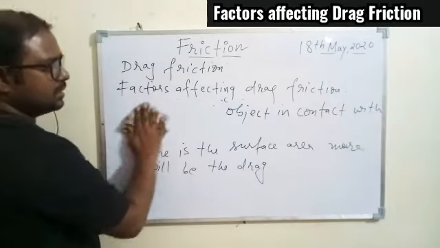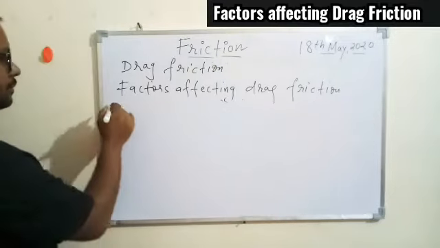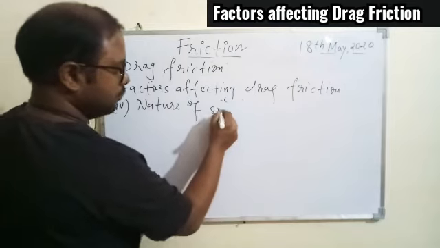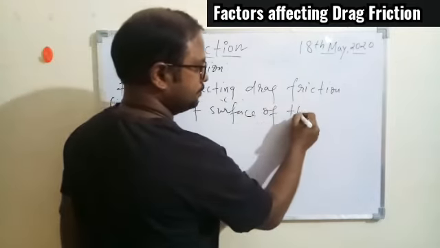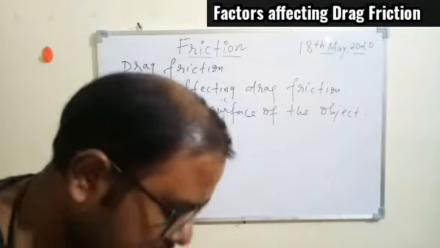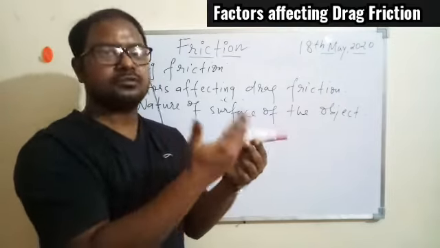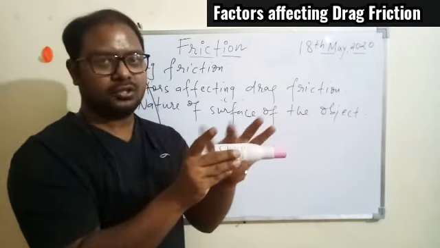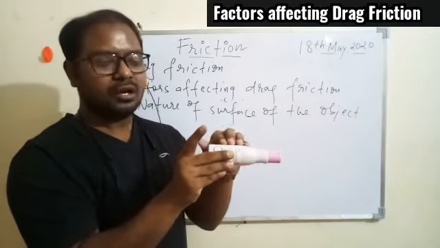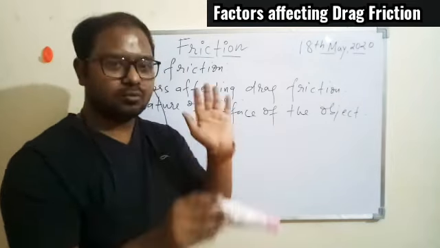The third factor is the surface area that is in contact with the fluid, and the next factor we have is the nature of the surface of the object. Nature in the sense that, if the object is in the fluid, the surface can be rough or smooth. So if the surface is very smooth, what will happen? The friction will reduce. Why? Because if the surface is very smooth, there will be fewer irregularities, and fewer air molecules will come into the irregularities, and then there will be less friction.